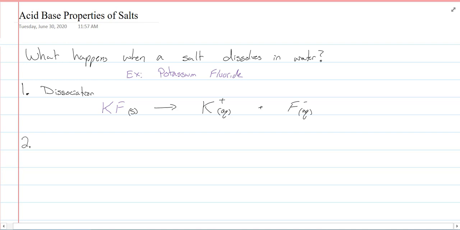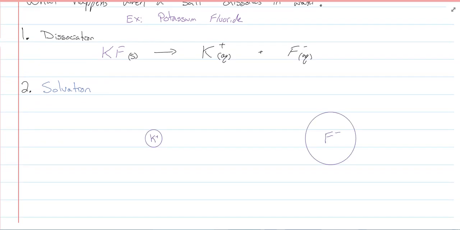The second step when a salt dissolves in water would be solvation. And this is where these ions are surrounded by water. So our ions will have approximately 6 waters around each of them, and they'll be octahedral for these small ions.